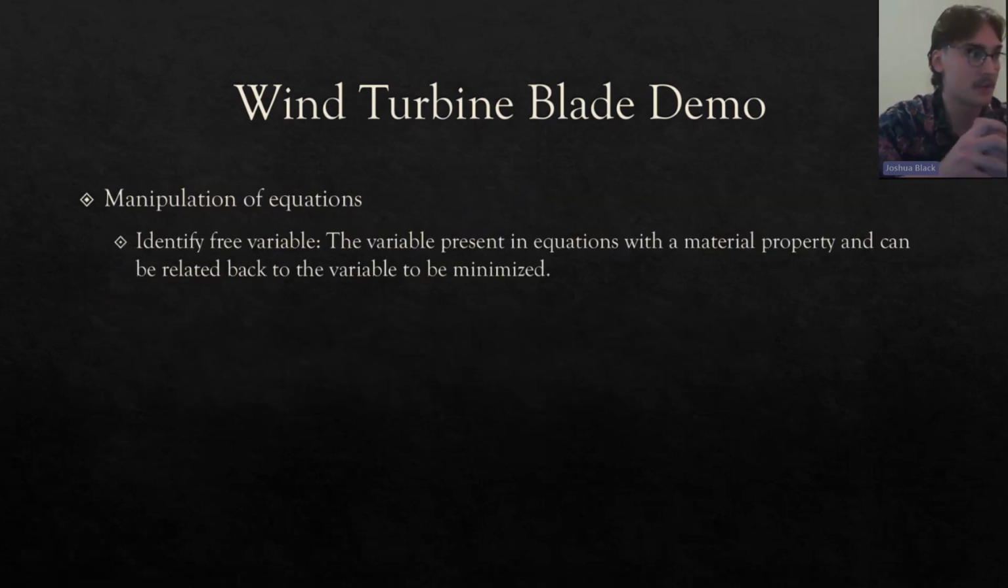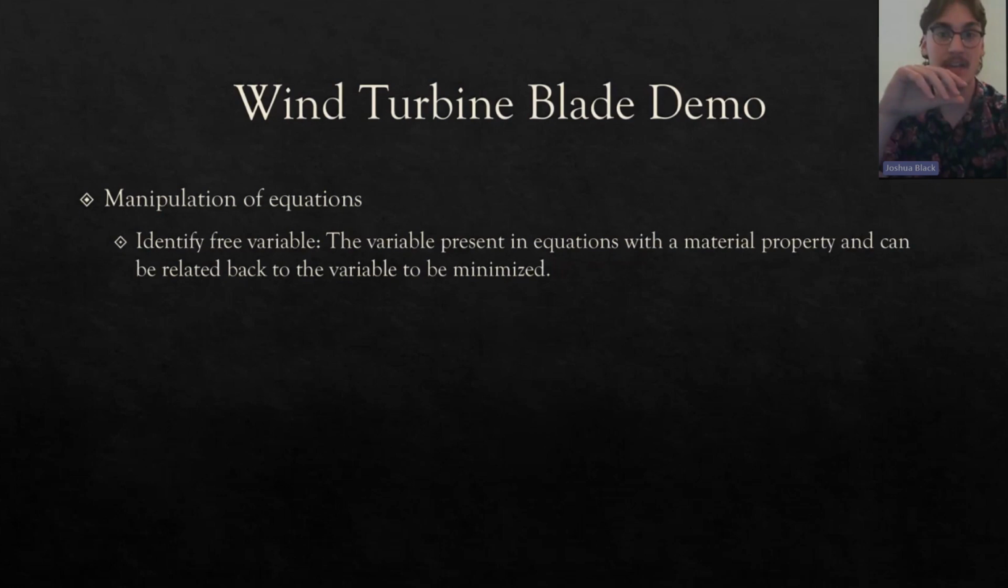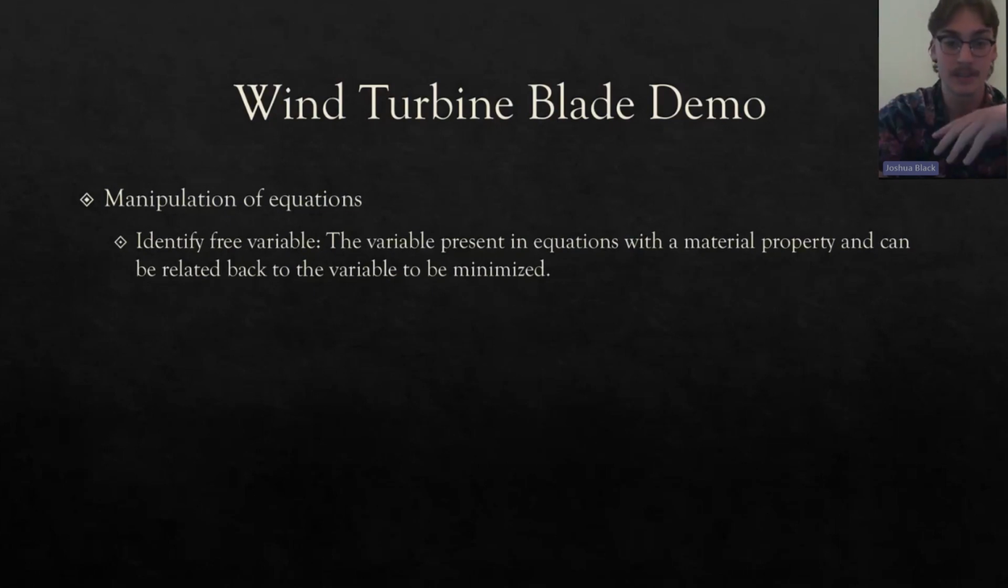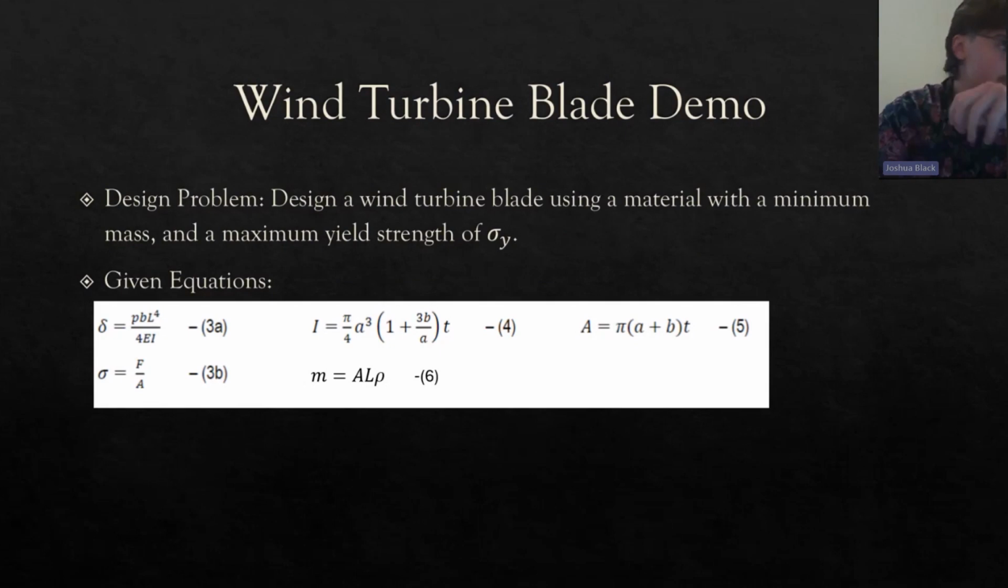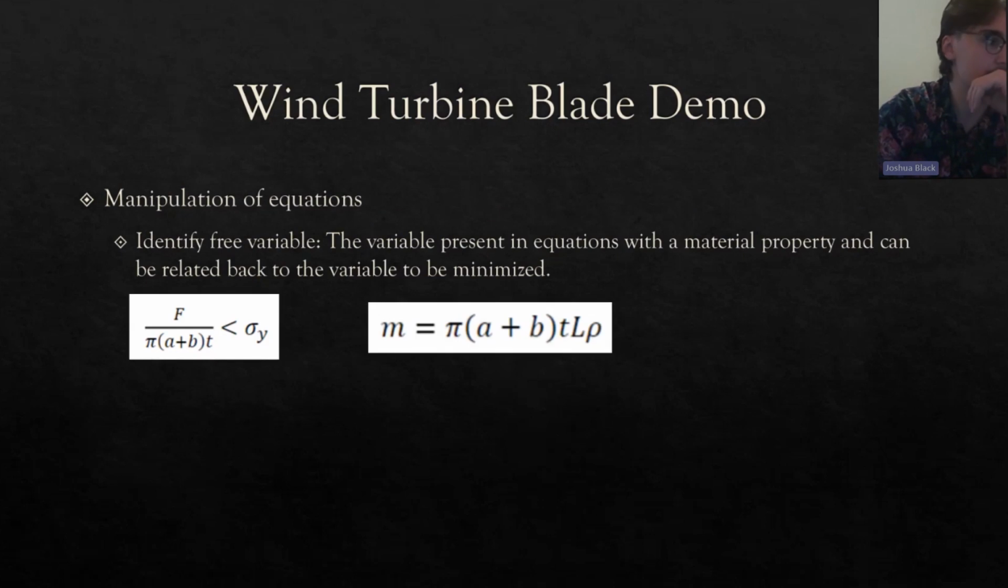So from here, your goal is to manipulate these equations. What essentially you want to do is find what your free variable is. This is the variable that you can change in your material selection. So something that isn't totally constrained, something that is free to change. So we wanted to then relate our yield strength back to our mass. Identifying that free variable would allow us to link our yield strength to our mass. And this ended up being the thickness.